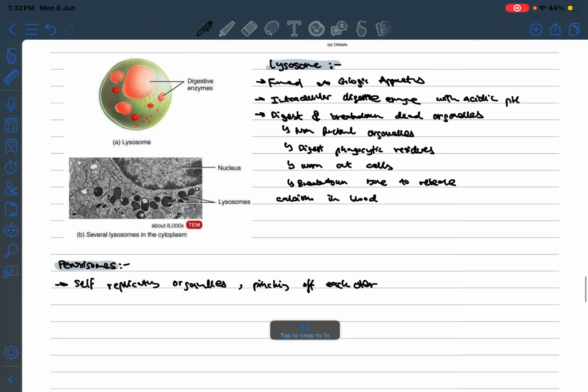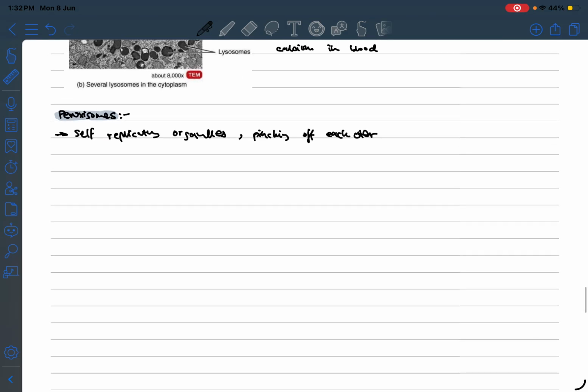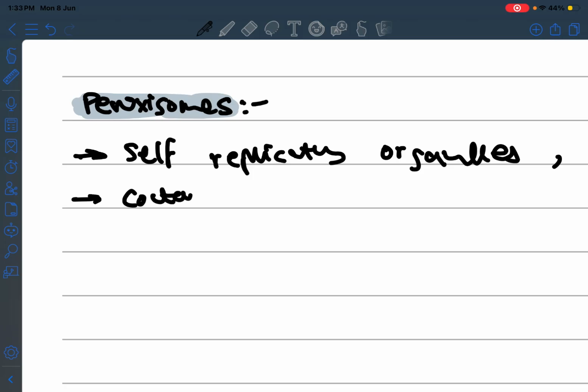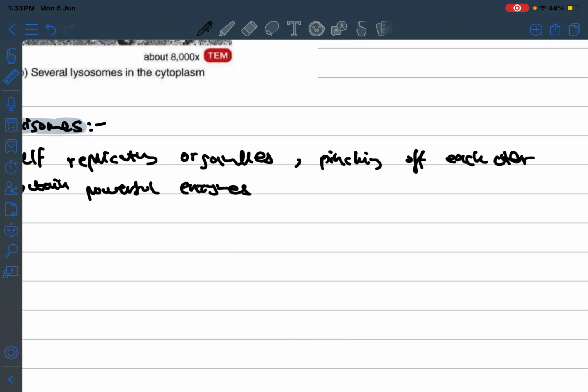Unlike how we spoke about the lysosomes being formed by the Golgi apparatus, by the budding off of vesicles, it's not the same. They just pinch in half and half over and over, and they're self-replicating, so they can form more of themselves in that way. Basically the way peroxisomes work is that they contain really powerful enzymes. Now you may be wondering what these enzymes are. The two to note for detoxification are oxidase and catalase.